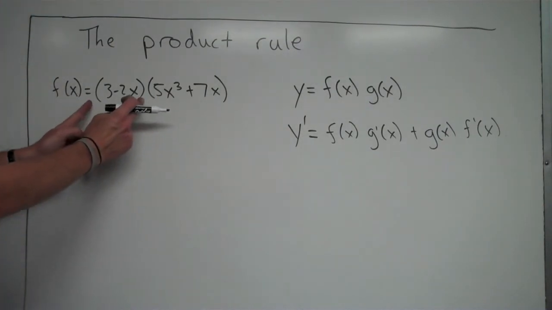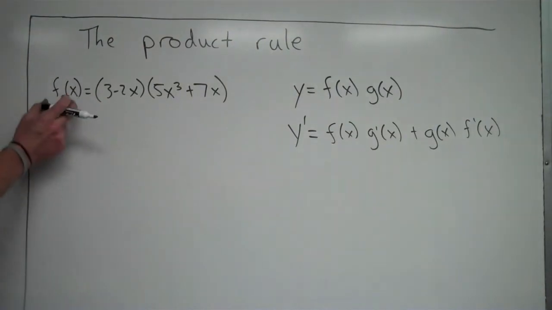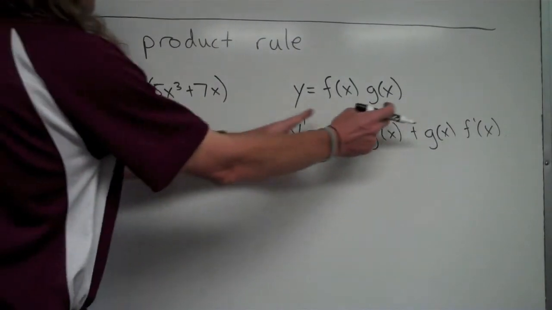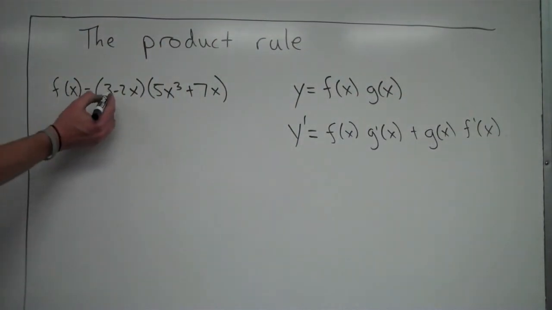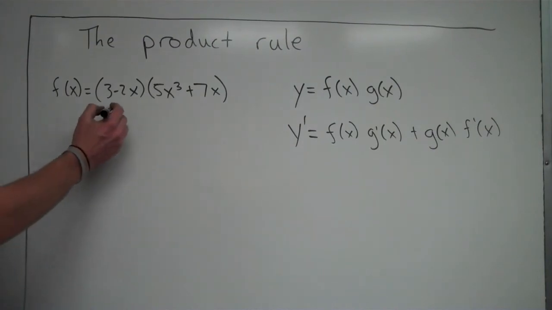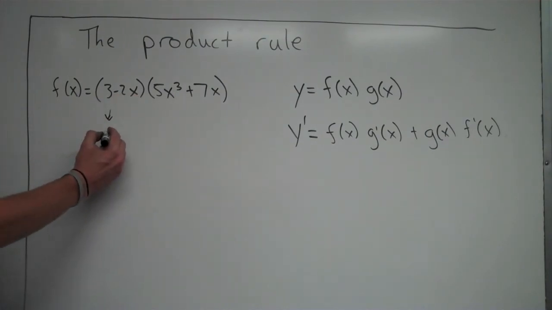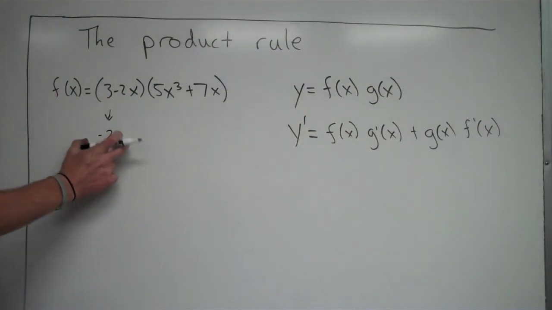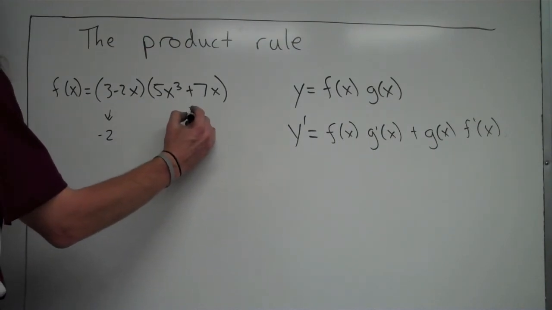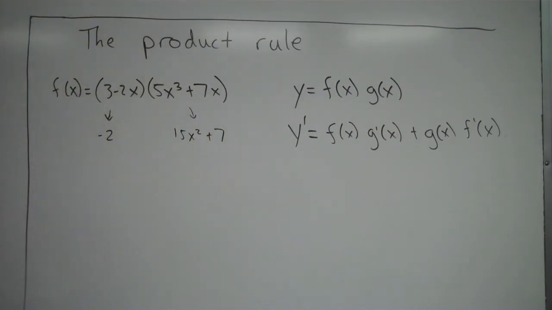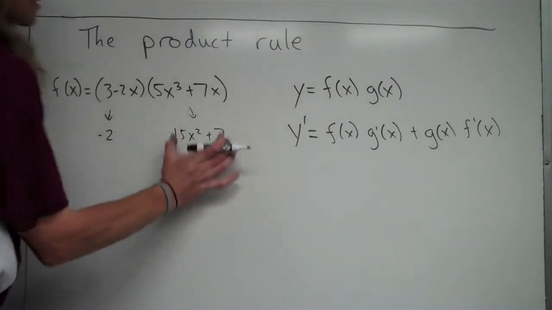Let's say this first function here is like the f of x. Don't confuse that with this f of x. I'm just breaking these up into two separate things. And this one right here, we'll think of as g of x. So if you want to, you could write f of x equals 3 minus 2x, and g of x equals 5x cubed plus 7x. You might even do this in your head, but the derivative of 3 minus 2x is negative 2. This is my f prime. And here's my g of x, the derivative of that is going to be 15x squared plus 7. That is g prime.